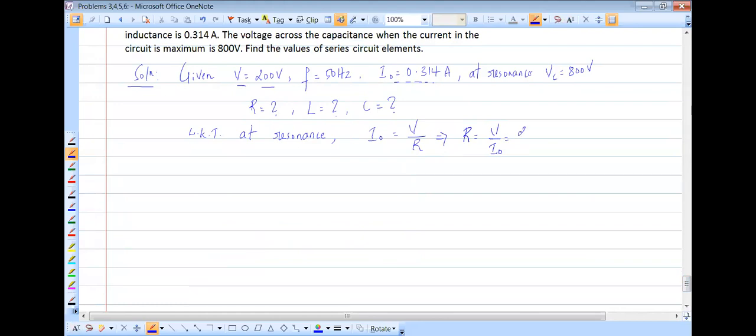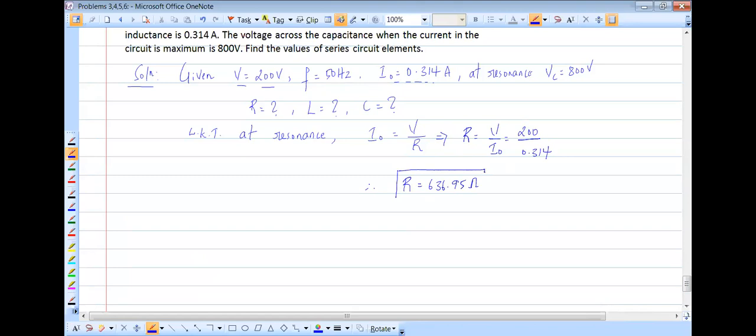Applied voltage is 200 volts. I naught is 0.314. So what is R equal to? 636.95, 636.94. After 94, what are we having? Ohms.